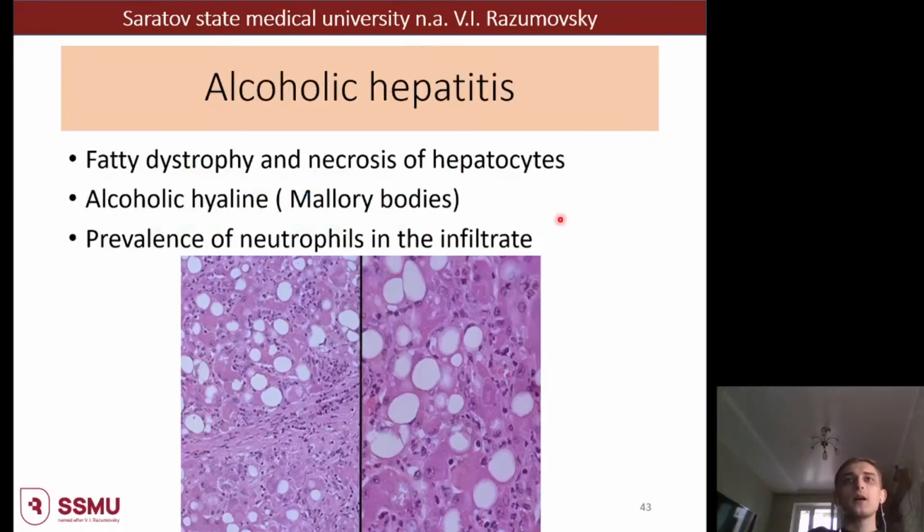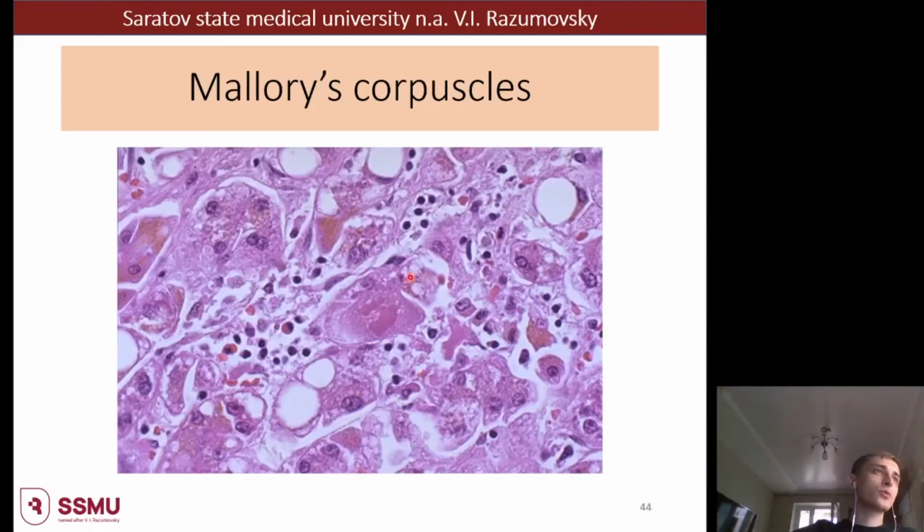So, alcoholic hepatitis is characterized by fatty dystrophy and necrosis of hepatocytes, formation of Mallory corpuscles, and prevalence of neutrophils in the infiltrate. On this slide, we may see accumulation of neutrophils here, fatty degeneration in this place, and Mallory corpuscles, which I will show you on this slide.